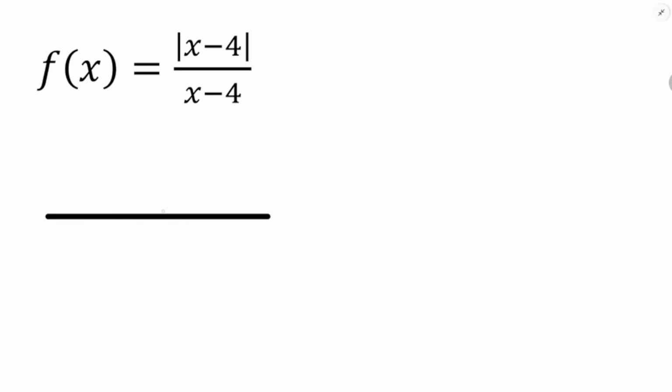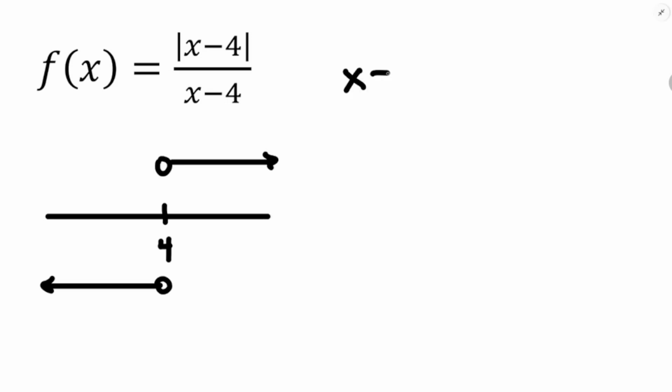So I'll mark 4 here, saying that's going to be y equals 1. That will be part of the graph, and then this will be the other part of the graph. And so I'll say x equals 4 is a jump discontinuity, or non-removable.